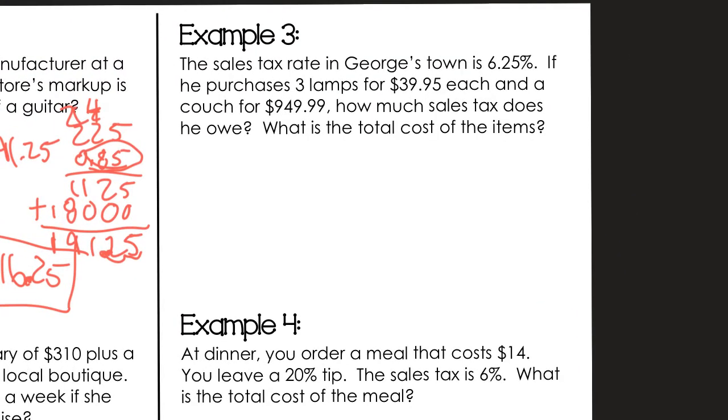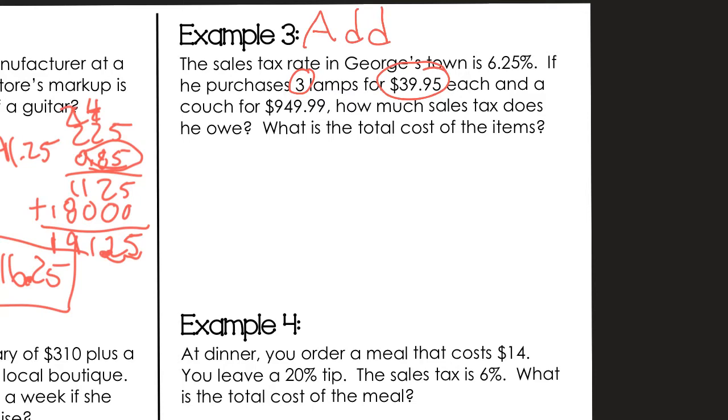Straight across. So this is sales tax. Now sales tax, again, we add. So I'm going to write that in there, add. Okay, well, we've got a couple things happening. We've got a few items. All right, we've got 3 lamps for this amount. So it says the sales tax rate in Georgetown is 6.25%. If he purchases 3 lamps for $39.95 each and a couch for $949.99, how much sales tax does he owe? And what is the total cost?